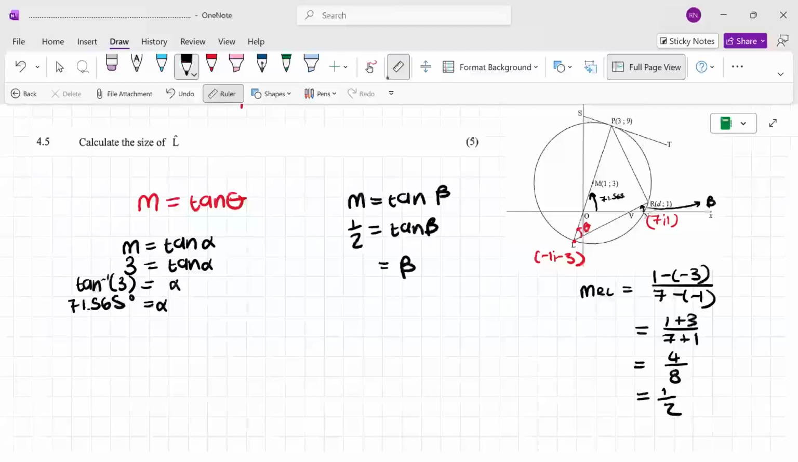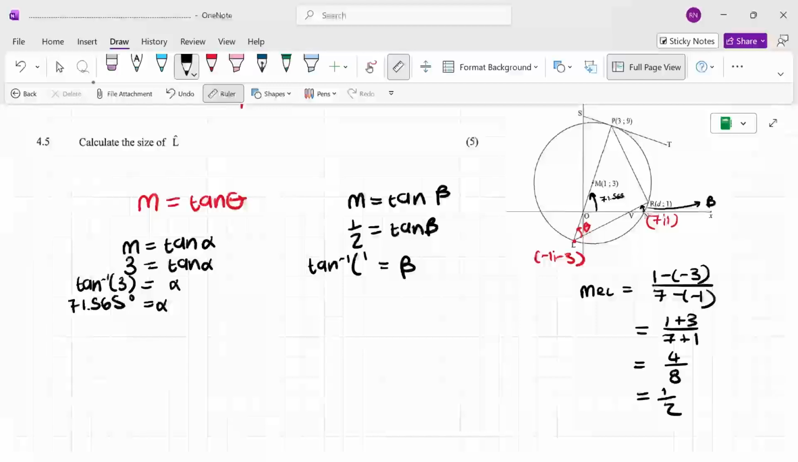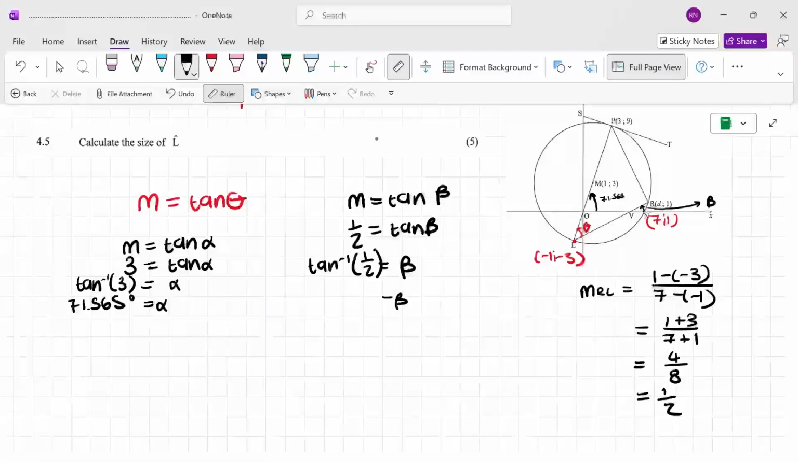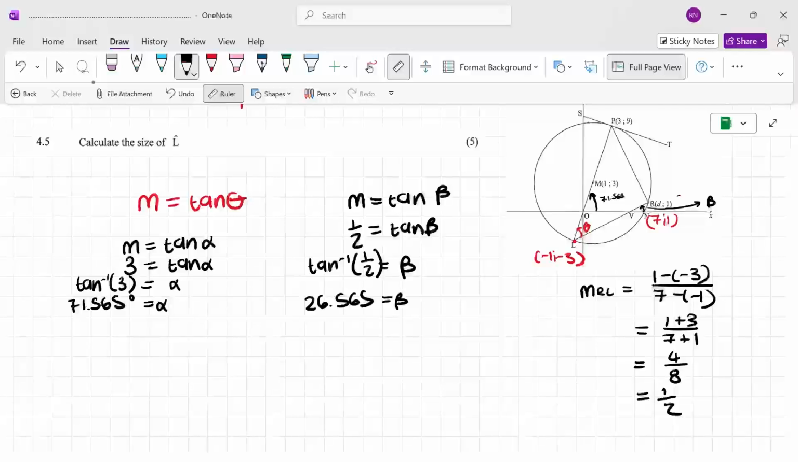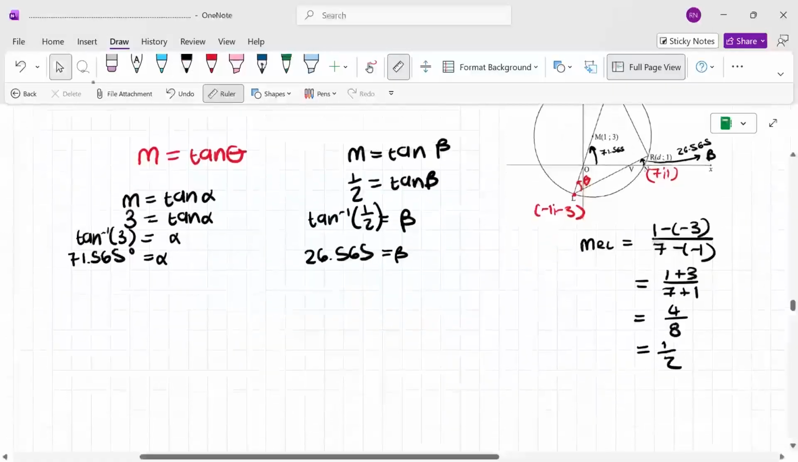What is my beta equal to? If this is tan minus 1 of 1 over 2, what is beta equal to? Beta is equal to 26.565, or 567, depending on how you round it off, but it's okay. We can keep it as this, right? So now we know that this is 26.565. I want to redraw this a little bit better.